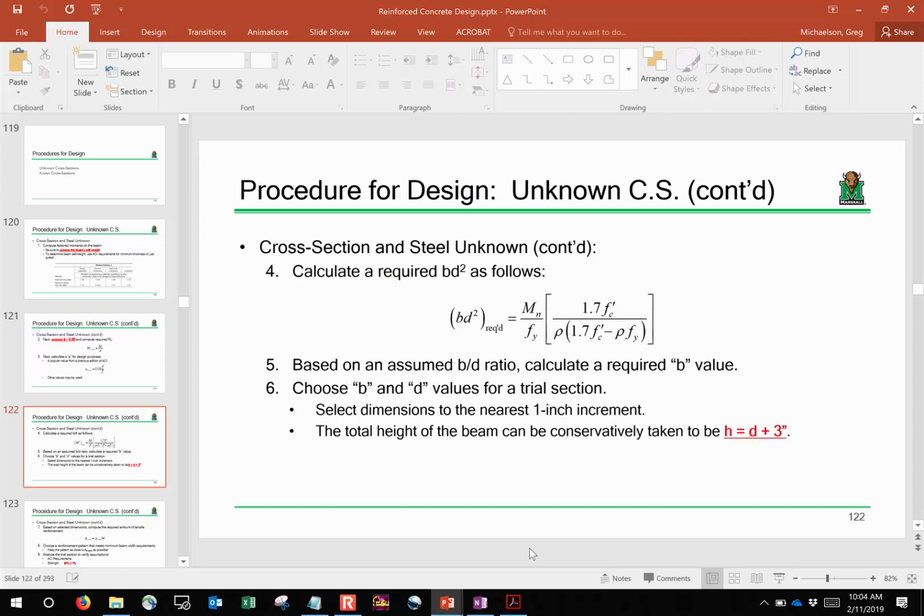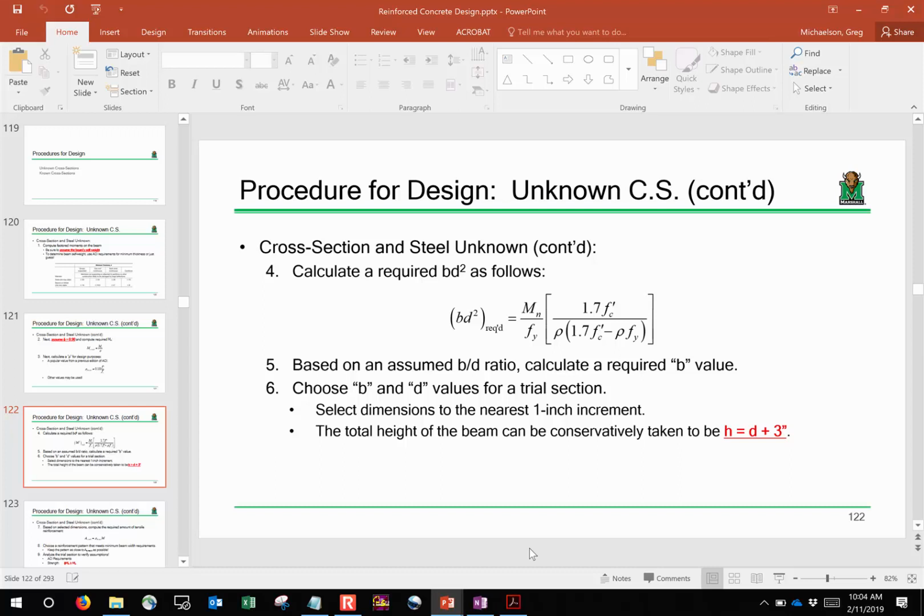Next, we'll compute a bd squared. That'll give you a measure of how big the beam needs to be. It's sort of like an effective section modulus, if you want to think of it that way. And then we'll use an assumed b over d ratio to figure out how big the beam needs to be. So we'll get a width of the beam, b, an effective depth, d, and then we'll figure out h. We'll just assume that that's d plus 3 inches.